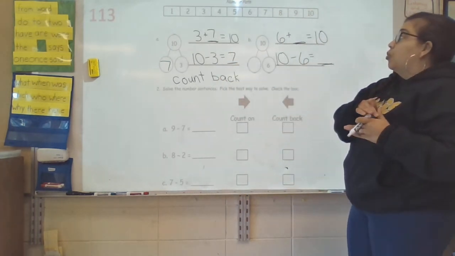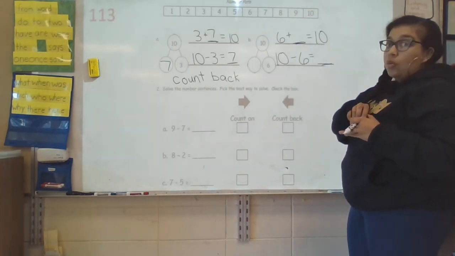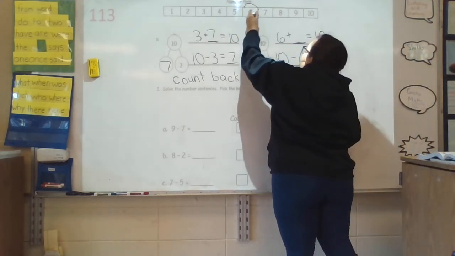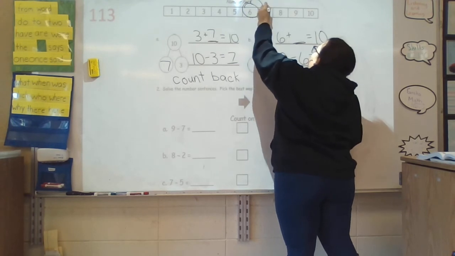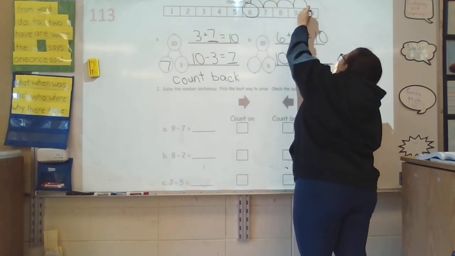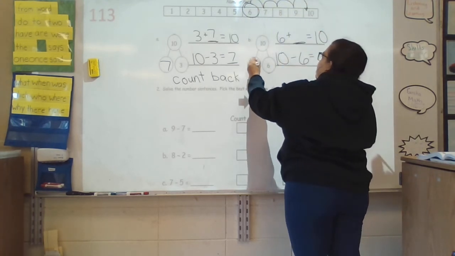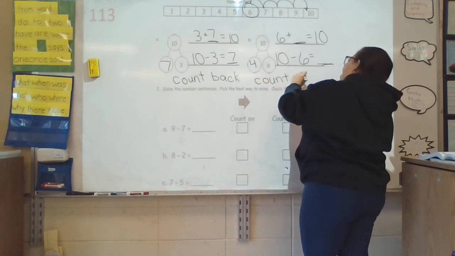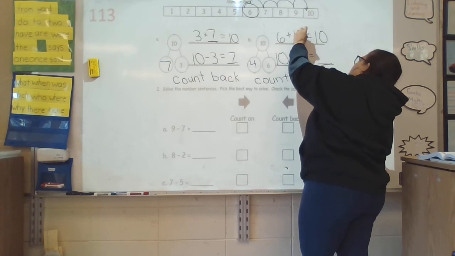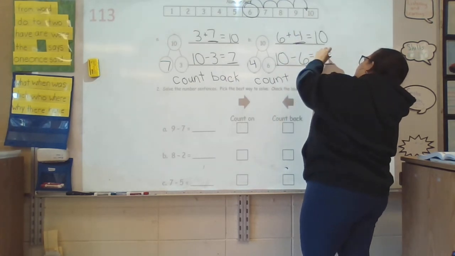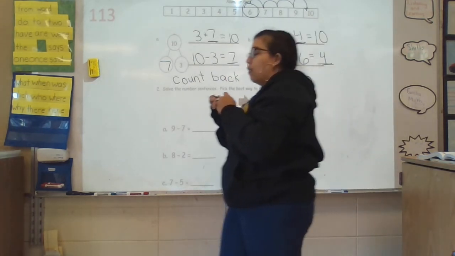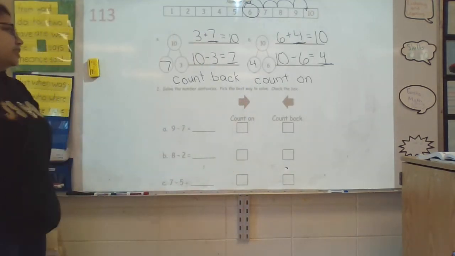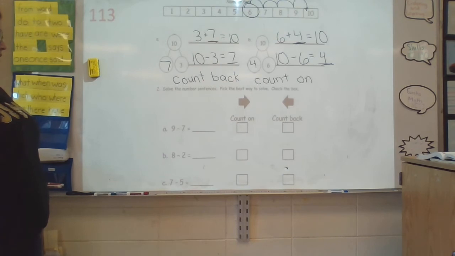I think for this one, we should count on. We should start with the known part and hop to the whole. So from 6, how many hops to 10? 1, 2, 3, 4 hops to get to 10. Recount on. 6 plus 4 is equal to 10. 10 minus 6 is equal to 4. Good job. Alright, so now let's solve the number sentence and pick the best way to solve.